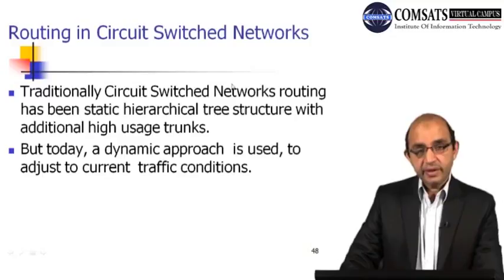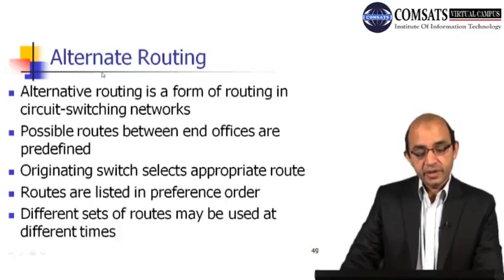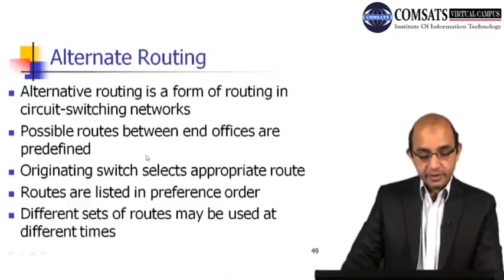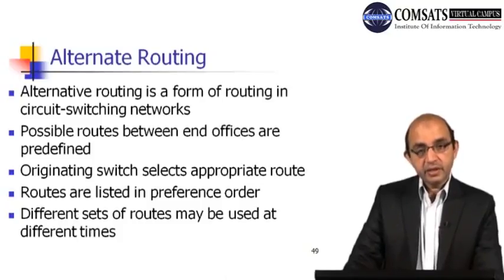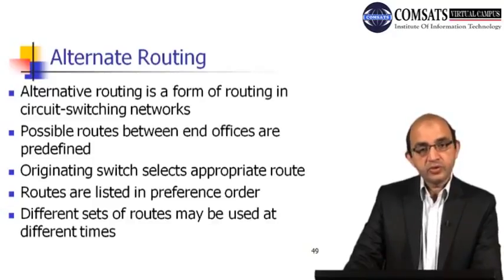So conventionally in circuit switch networks, routing is static, a hierarchical tree structure with additional high usage trunks. Here we have alternate routing, which is a form of routing in circuit switching networks. It includes all possible routes between end offices, right? The originating switch selects the appropriate route, and we have a listing of routes in order: first preference, second, third, and so on, and different sets of routes may be used differently.